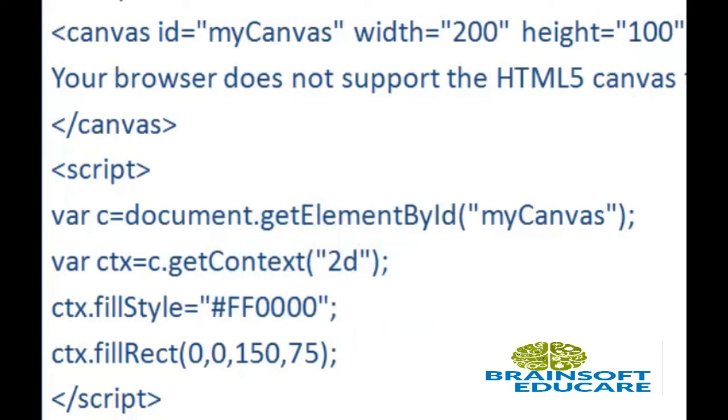Now if we preview this HTML page in our web browser, we will see a red color rectangle. Now in case our browser does not support HTML5, we will see the message that your browser does not support the HTML5 canvas tag. So that's it for this tutorial.